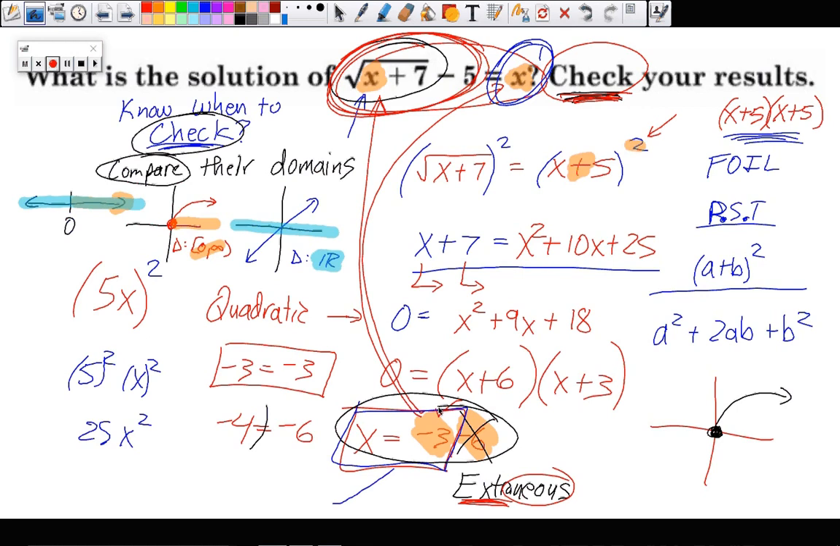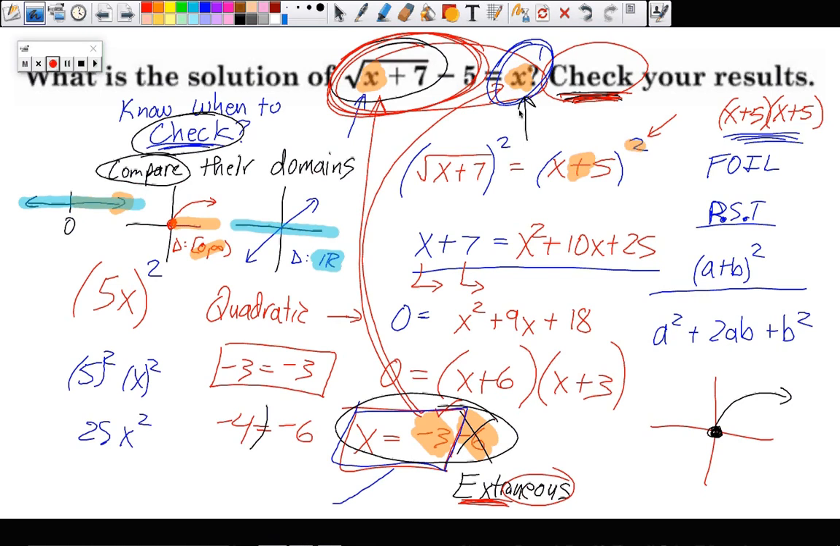Good stuff? Alright, yes? So if there's not an x on either side, if it's only on one side, you don't even have to worry about checking. You see that? If there was a number over here, the way the other previous problems were just numbers, you don't have to check your answers because you're just looking at one function. You're only dealing with one function.